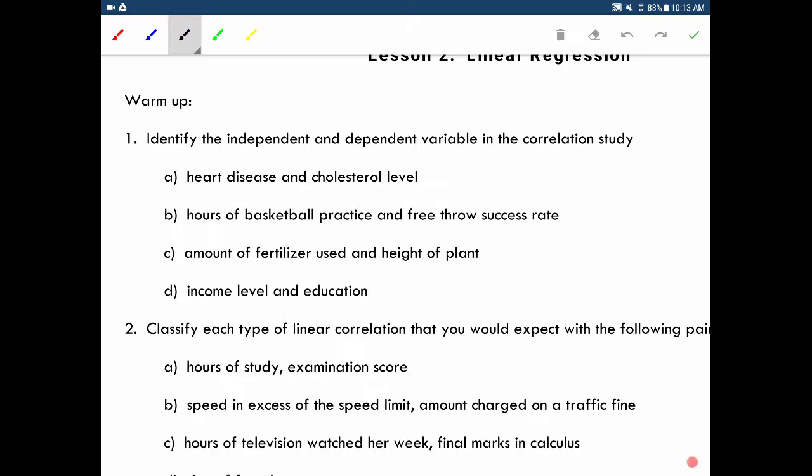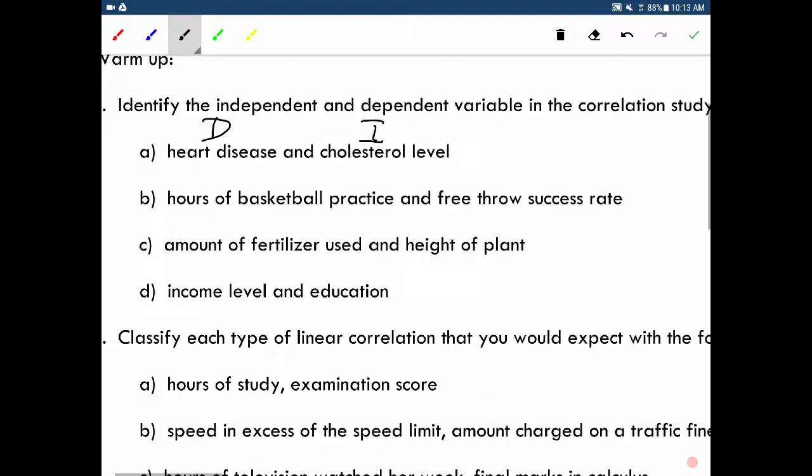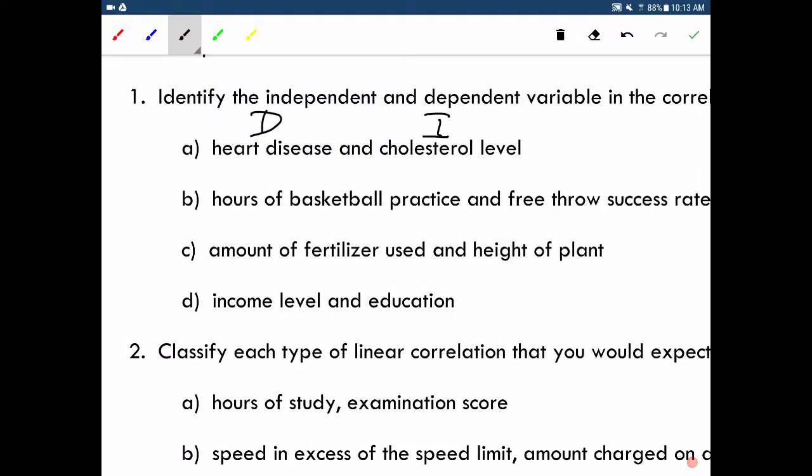Presumably your heart disease depends on the cholesterol, so your cholesterol is independent. Heart disease doesn't cause you to have cholesterol levels. It's your cholesterol levels that cause you to have heart disease, or at least that's my vast understanding of how your heart works. Anyway, so hours of basketball practice and free throw success rate.